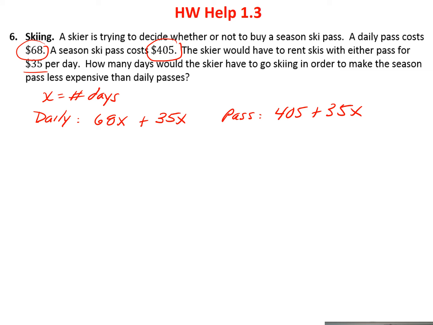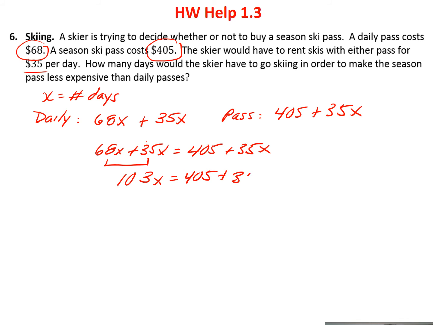So what we want to do is find out how many days it would take the skier to make the season pass less expensive. So let's think about this in terms of when they would be equal. Okay, so I'm going to set this equation up and say when is 68x plus 35x going to equal $405 plus 35x. All right, so first thing we're going to do, let's combine terms here. 8 plus 5 is 13, carry the 1. 103x equals 405 plus 35x.